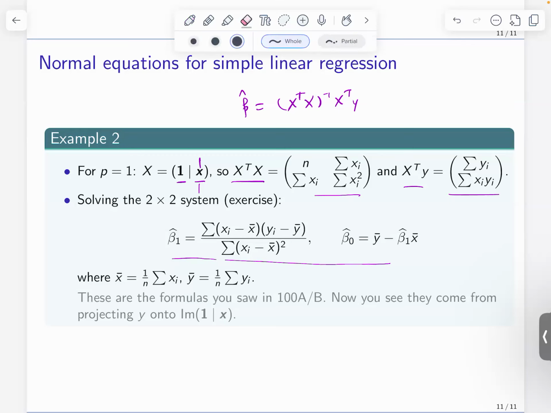I'll let you do this. These are the formulas that you've probably seen in 100A or B or some other course 101. All of them come from the fact that you're projecting y onto the image. You can directly project y onto the image, even if you don't know any regression, and you get these formulas. So it's really nothing special. It's just a special case of this, which is really coming from projecting y onto the image of x.